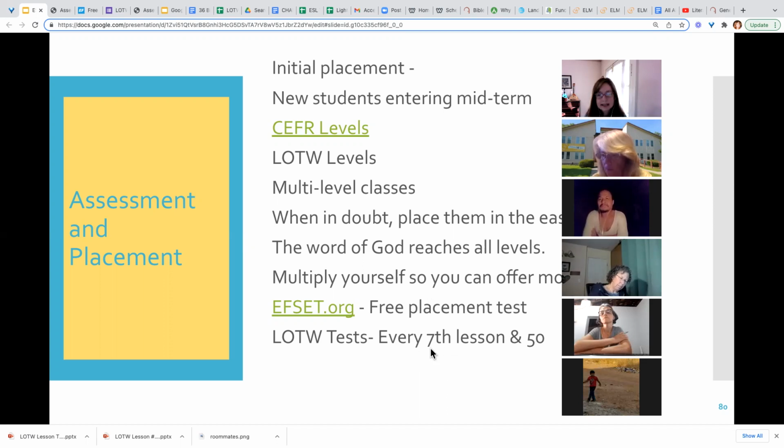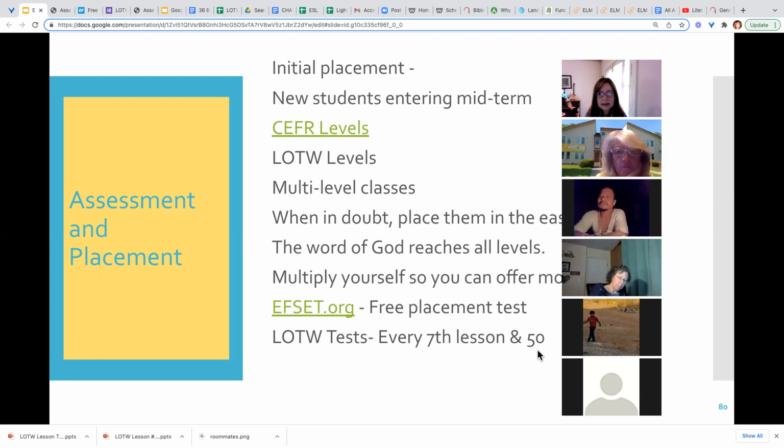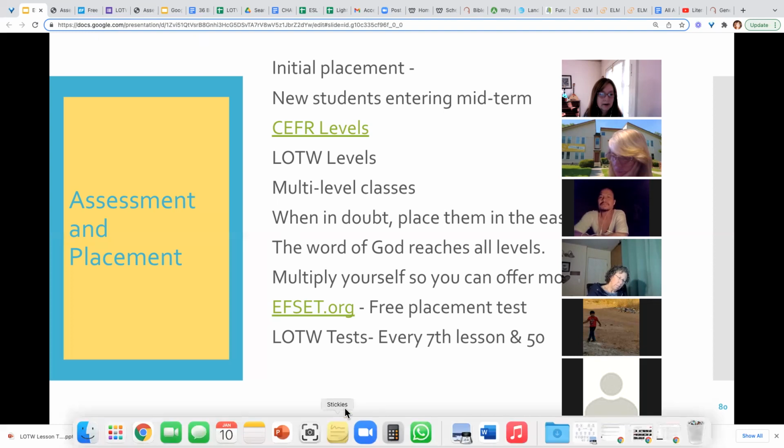Every 7th lesson, and also the final lesson 50 of the Light of the World materials, includes an assessment test. And so if you've got a student and you think they are a beginner, but you don't know if they're a high beginner or a low beginner, you can give them the Light of the World test number 50, and that is going to give you an idea if they should be in A1 or A2. And so those assessments are found right in the lesson.